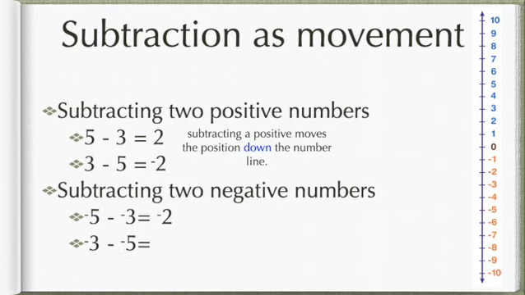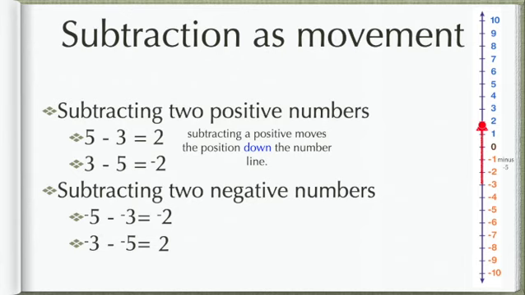Now we switch it, -3 minus -5. So we start at -3 and we subtract 5, but we're subtracting a -5, so it actually goes up. And this time it crossed 0, so it went into the positive, so it's actually +2 is your answer.